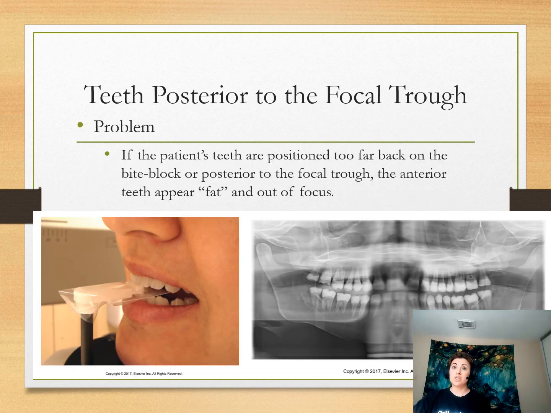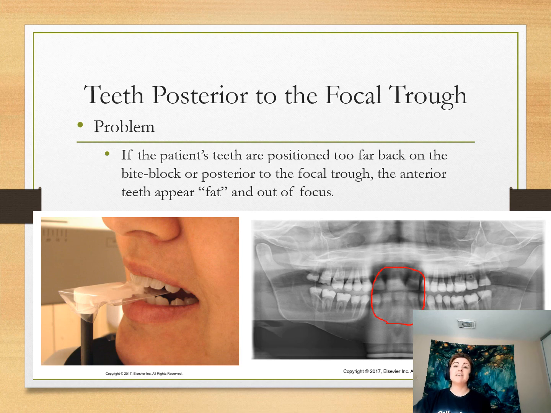What happens when we don't get our patient's teeth far enough forward is that, again, the anterior teeth are not in the focal trough, and so the patient's teeth are positioned too far back, right? You can see her teeth here are behind the groove. I don't think I've ever seen anyone do this, but you never know. Sometimes patients might not want to bite onto it.